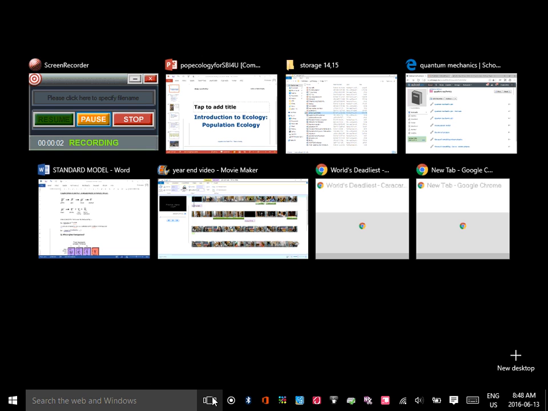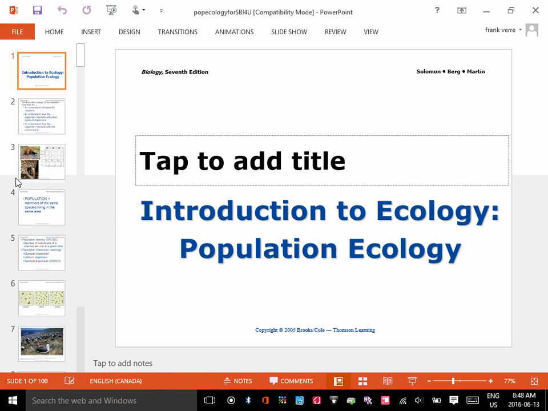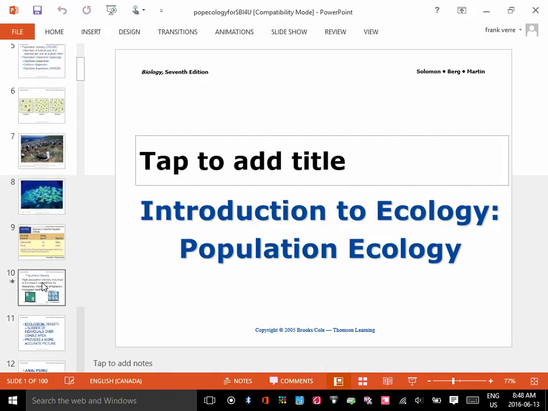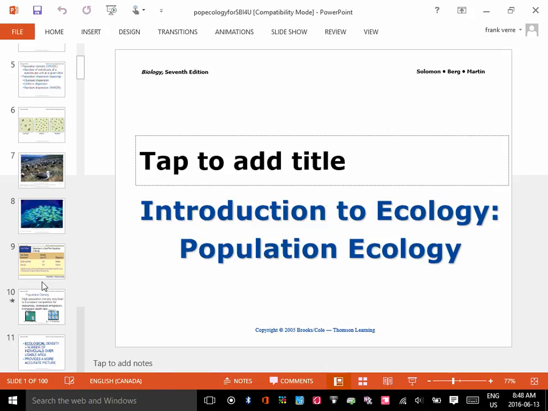Okay, so today what we're going to do is talk about population growth. We've gone over relationships in ecology. We've gone over some strategies like reproductive strategies and maybe camouflage and mimicry, stuff like that. So today we're talking about population growth.